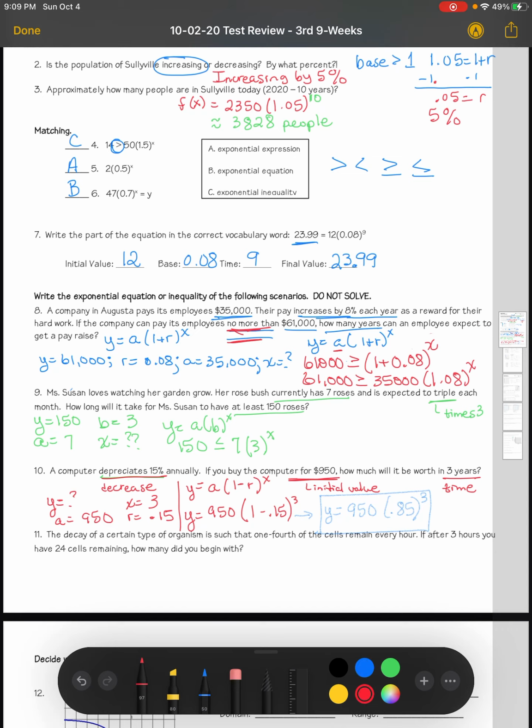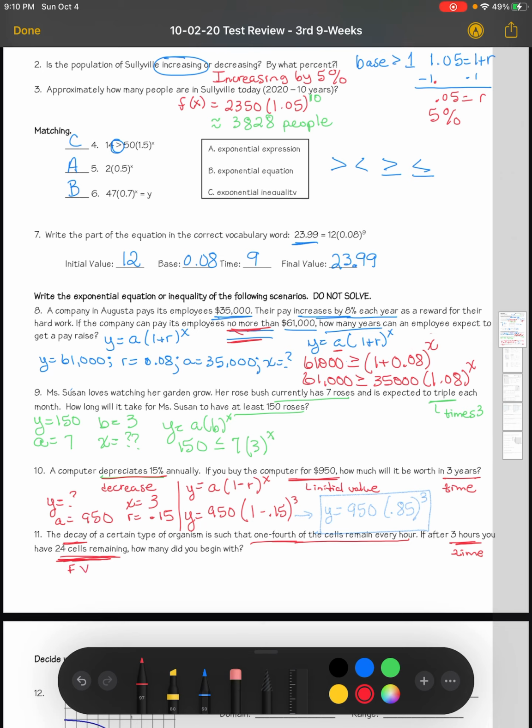Number 11, the decay. So we know immediately decay, we know it's going to be decreasing. Of a certain type of organism is such that 1/4 of the cells remain every hour. If after 3 hours you have 24 cells remaining, that sounds like after the 3 hours. So here we got time right here, time. This sounds like our final value.